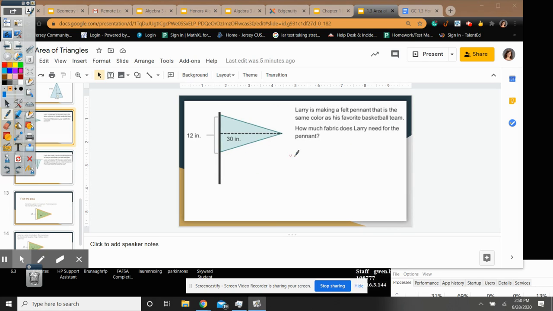Well, this time the triangle is kind of turned a little bit, but you should be able to tell that this is the right angle. The base and the height meet at the right angle. So even though the base is on the left here, that's what you need. You can just picture standing the pennant up, right? So that 30 is the height and 12 is the base. So 12 times 30 divided by 2 is going to tell us the area of that fabric and how much Larry's going to need to make his pennant. And that's going to give us 180 inches squared.